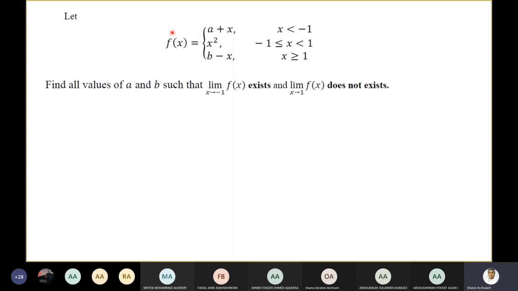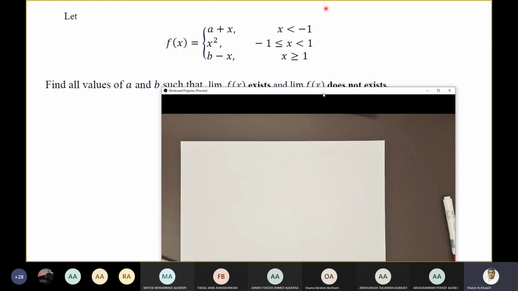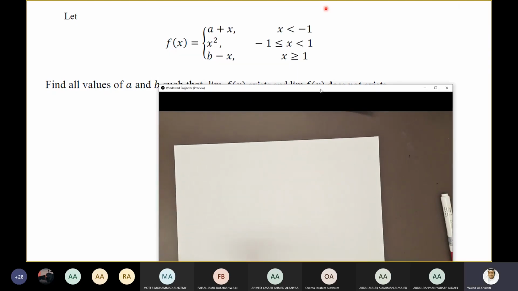Yes, this is about the treatment of piecewise functions: how to find the limit and how to find the values to make the limit exist or not exist. So the question says this: let f of x equal a plus x when x is less than -1, x squared when x is between -1 and 1 with equality to -1, b minus x if x is greater than or equal to 1. Find all values of a and b such that this limit exists and this limit does not exist. Okay. So how to do this?